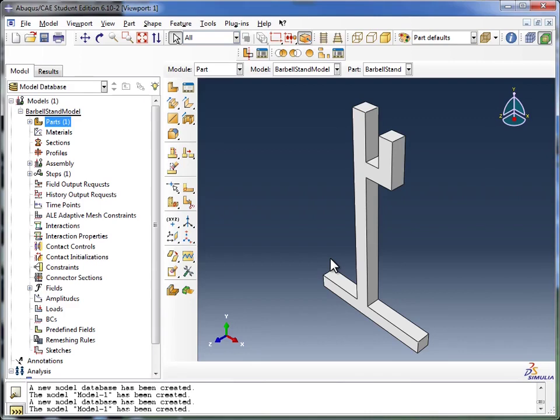So you need to know what units you're working in, and you need to make sure they remain consistent. And as long as you do that, you don't have to tell Abaqus, hey, I'm working with meters, or inches, or kilograms, or pounds. Abaqus doesn't care about that.